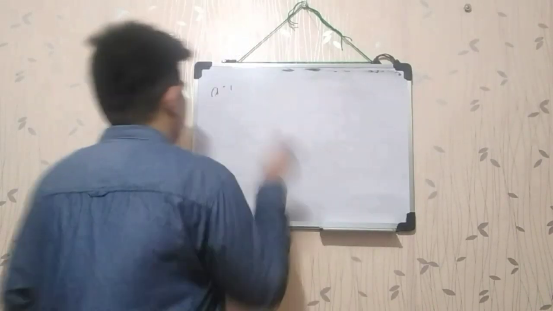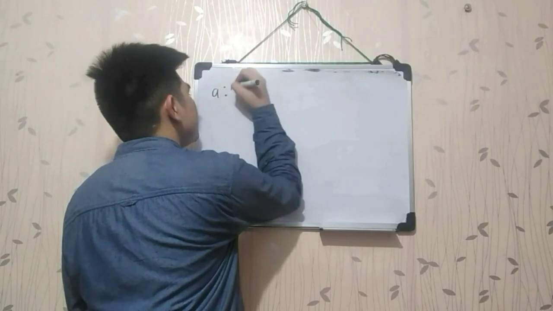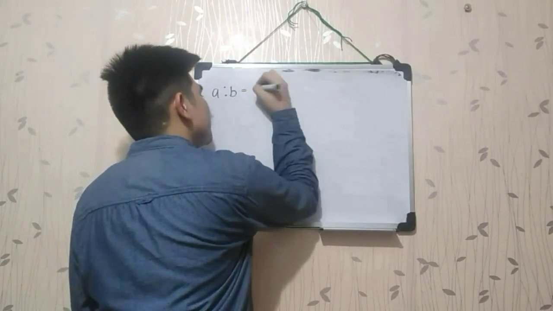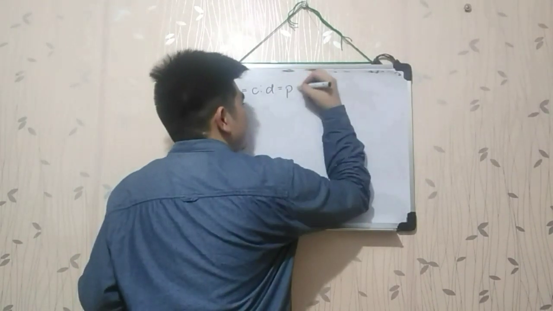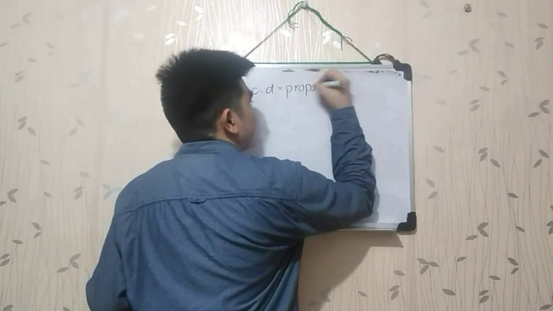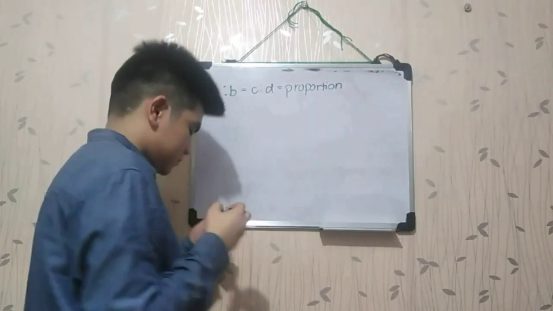Now, if A is to B is equivalent to C is to D, that would mean that statement is actually a proportion. There is something that we call the fundamental principle of proportion. It states that in any proportion, the product of the means and extremes are equivalent.